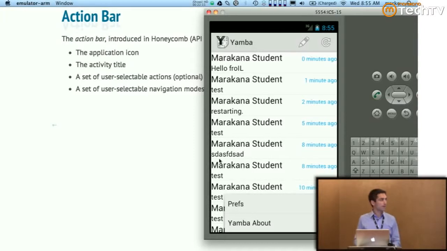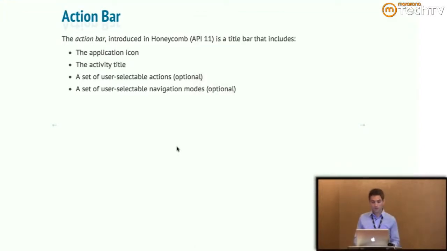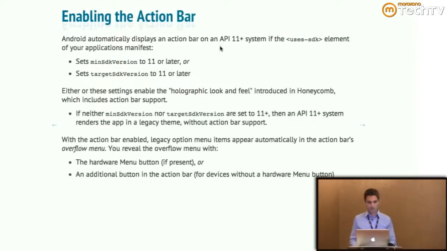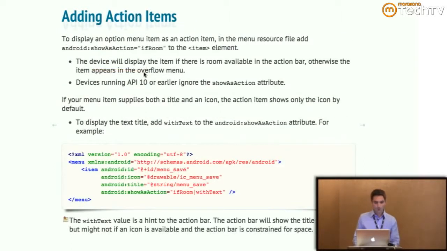It used to be just the menu, but since API level 11, since Honeycomb, we expanded it to be a little more feature-rich. To have the action bar, you have to have at least API level 11. You have to specify the minimum SDK version, etc. So that's not as important, but as long as you know that that's available to you there.